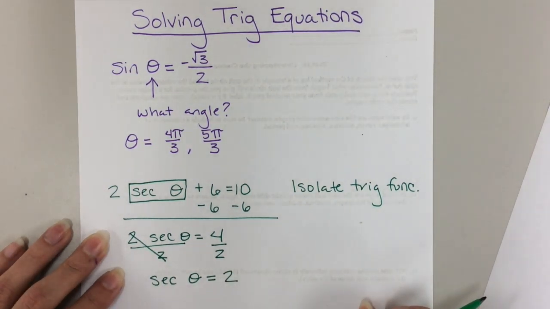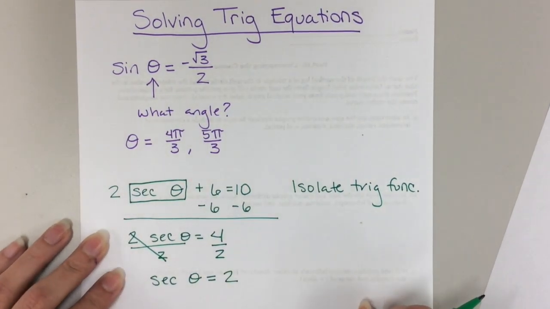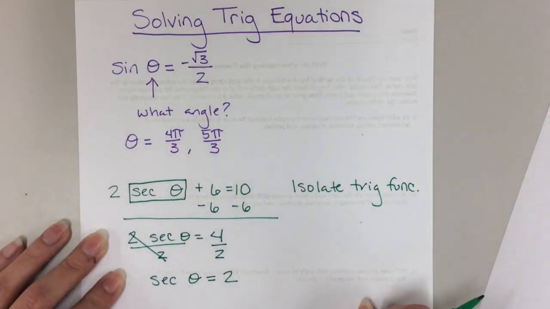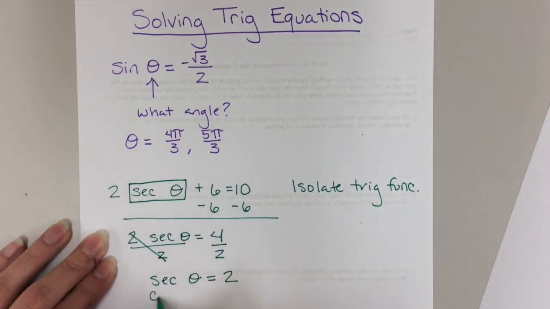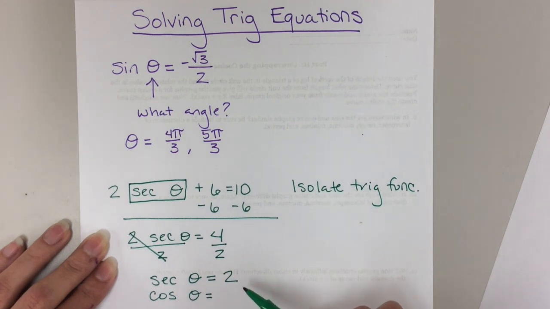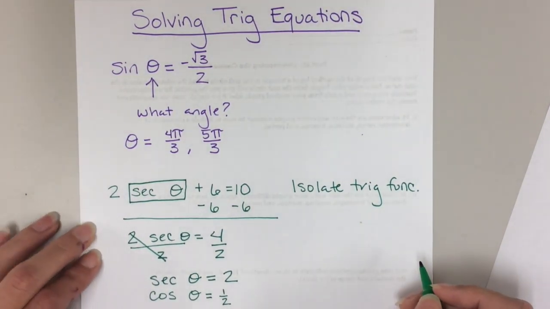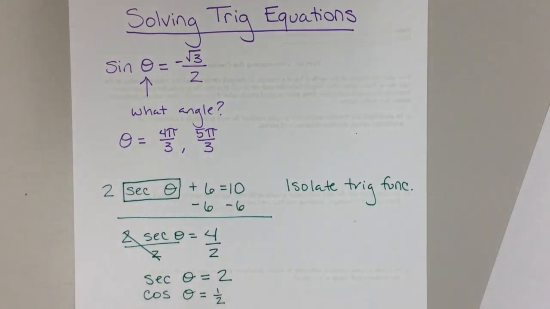Okay, secant is not as friendly to find as cosine, so I'm going to go ahead and change this into cosine of theta equals, well, how are these guys related? Cosine and secant are reciprocals of each other. So if secant is 2, we know cosine is 1/2. All right, at this point, we're going to do it the same way we did the original problem.